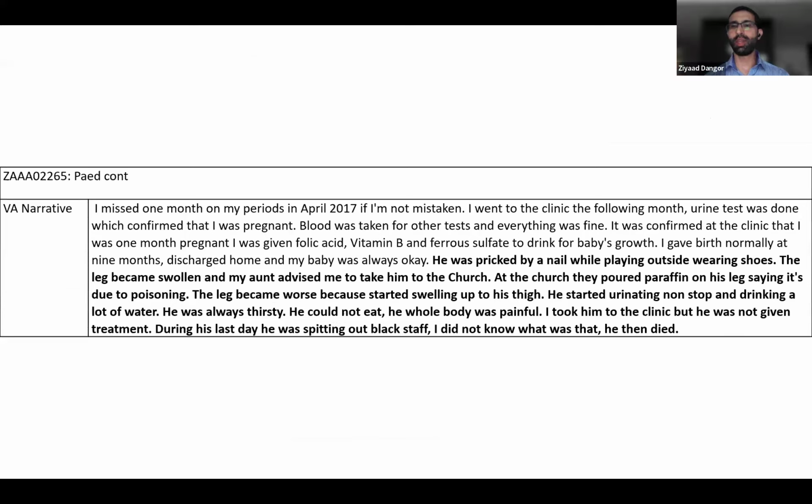But why are you telling me about modifiable factors? Let me just tell you the narrative just for interest. But you don't actually know. Yeah. The mother said he was pricked by a nail while playing outside wearing shoes. The leg became swollen and my aunt advised me to take him to the church. At the church, they poured paraffin on the leg saying it's due to poisoning. The leg became worse because it started swelling up to his thigh.